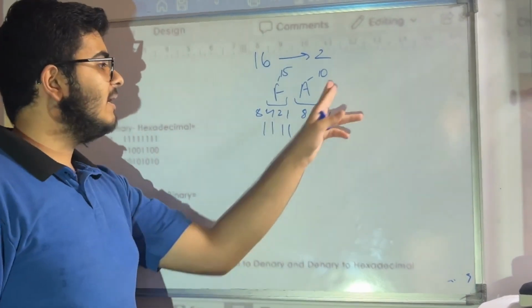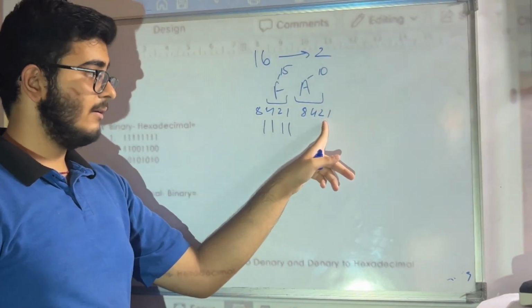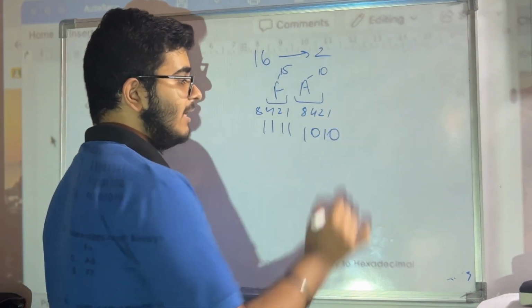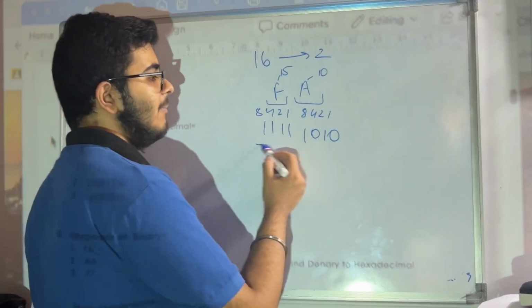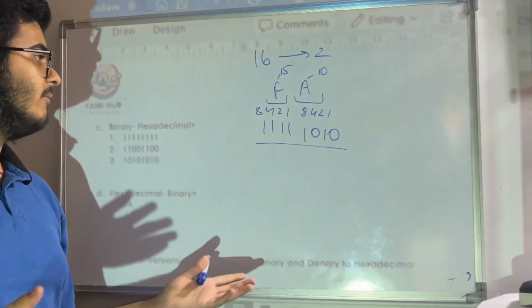A is 10. What can I add to get 10? 8 plus 2 is 10, right? So adding 8 and 2 is going to give me 10. So only in front of 8 and 2, I'm going to write 1. This is the binary number of it.